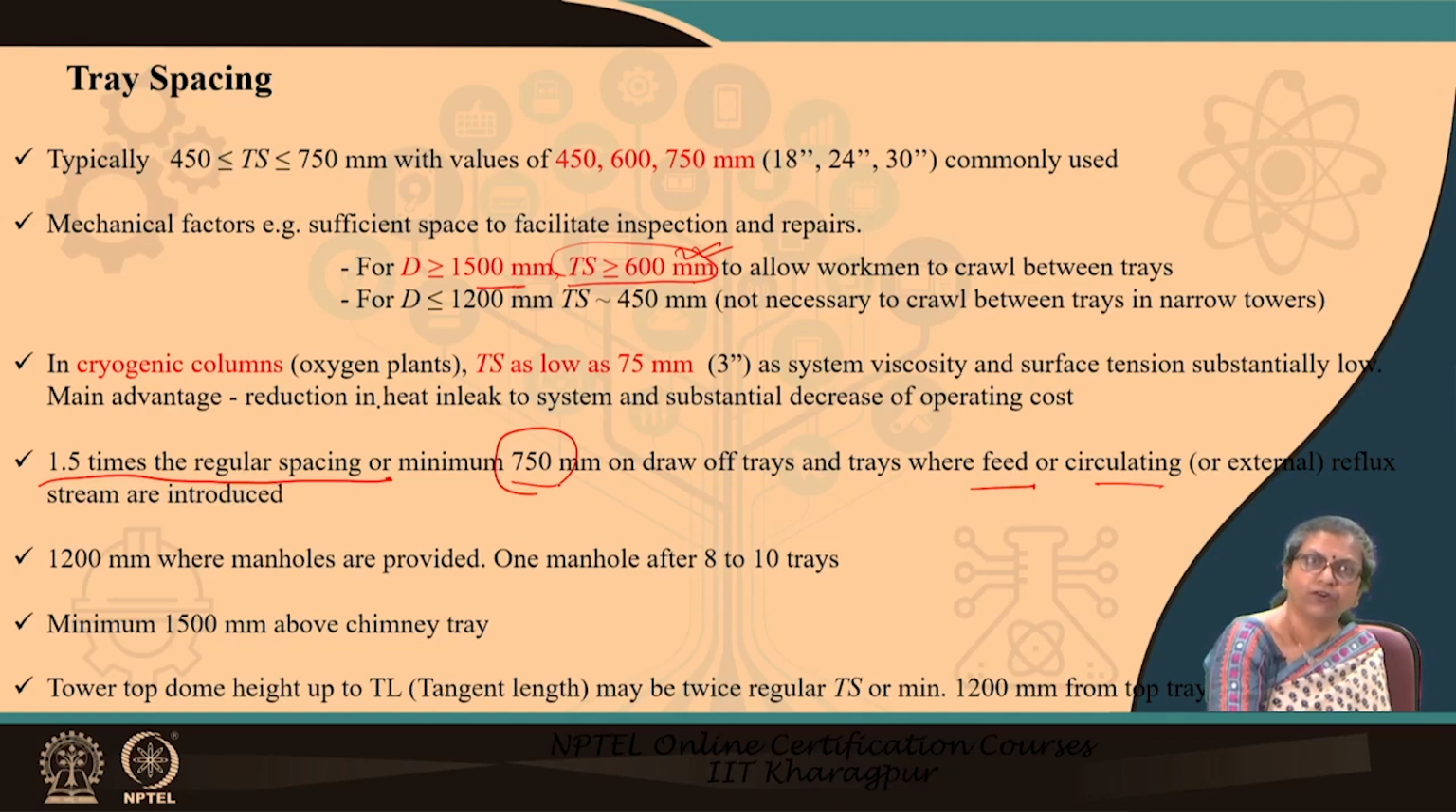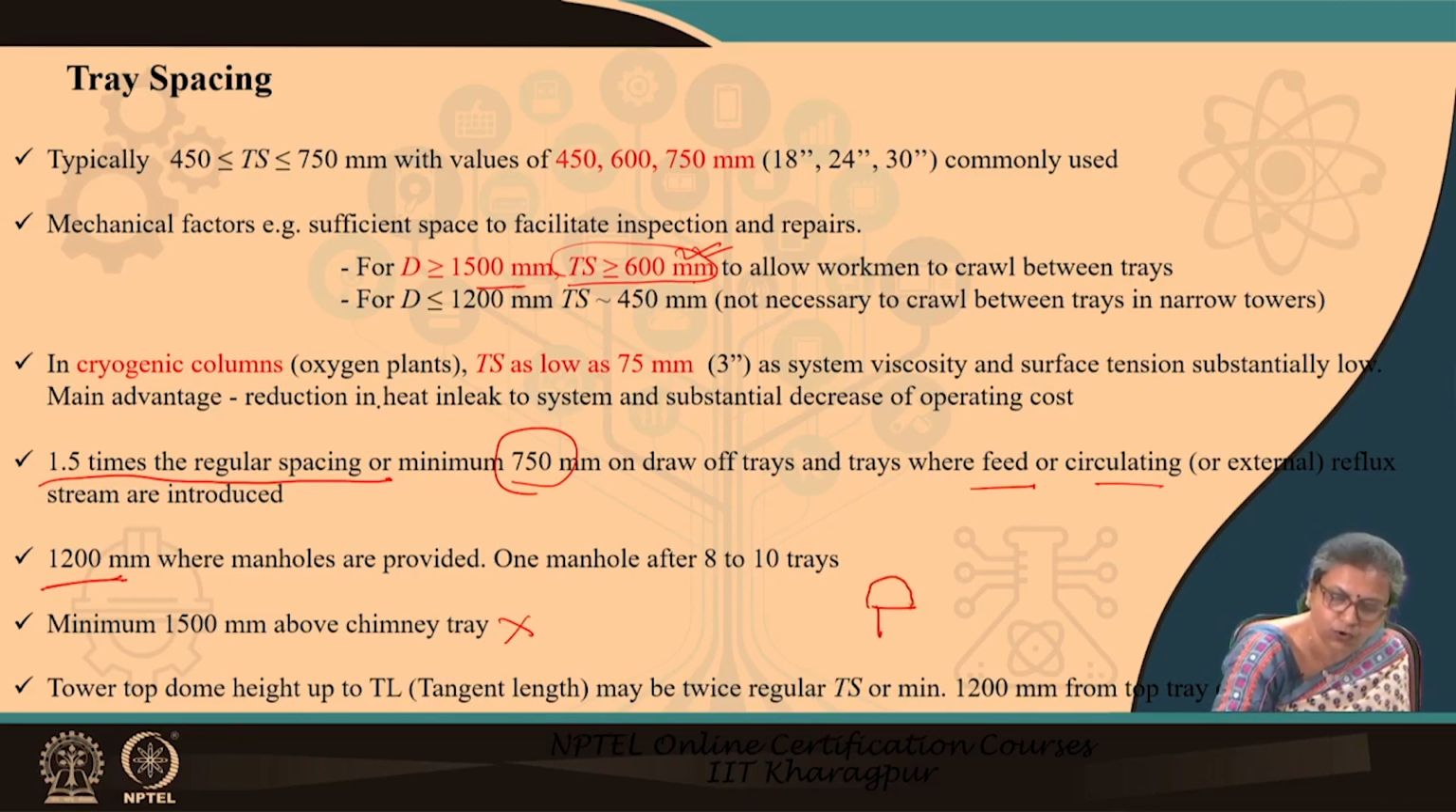For trays we require manholes through which personnel can enter and fit the trays, or if any repair is required, the person can enter. So whenever manholes are provided, an additional tray space is required. You do not have a chimney tray in your problem, so you need not bother about this. And after the top tray, the dome is usually twice the regular tray spacing.